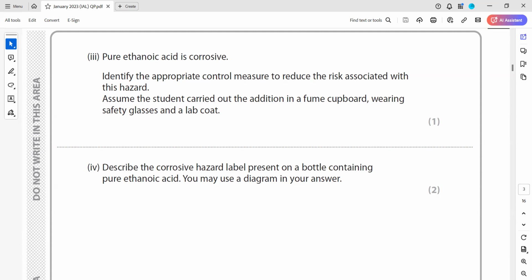Another thing, because we are handling acid, we should use a low concentration, like small scale or low concentration. Or we can also, for example, add the acid to a container, which should be a large container. Say, if we want to add 50 cm cube of acid, for example, we should use a 250 cm cube container so that it minimizes the risk.